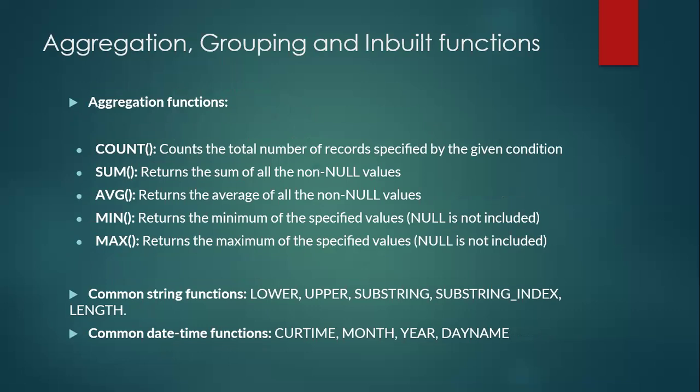Now there are some aggregation, grouping, and inbuilt functions. The aggregate functions are count, which will count the total number of records for the given condition. Sum returns the sum of all the non-null values. It will not take null values. Average returns the average of the non-null values. Minimum returns the minimum of the specified values. Null is not included. Maximum returns the maximum of the specified value. Null is not included again.